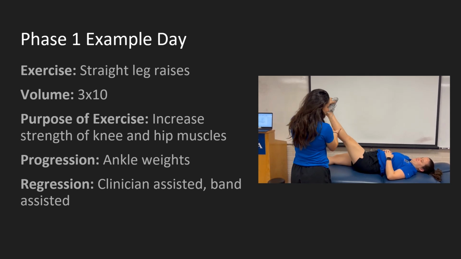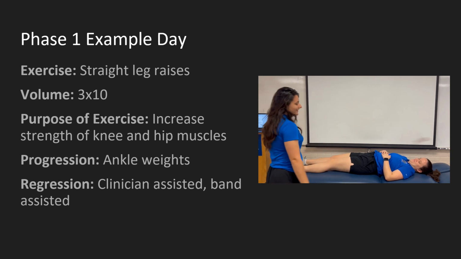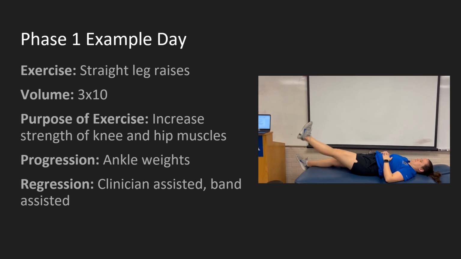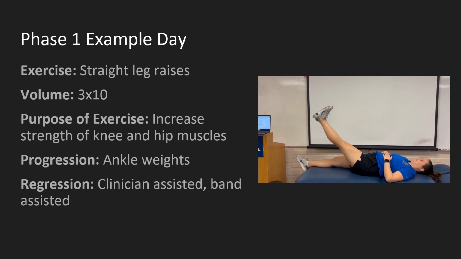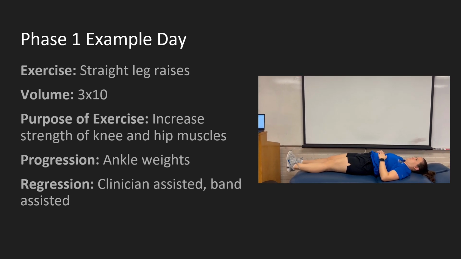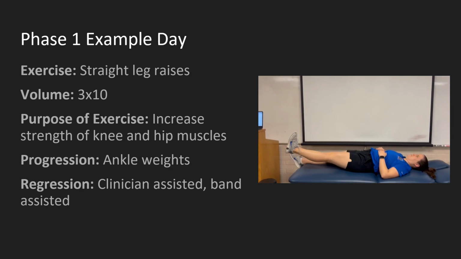Next will be straight leg raises. This helps increase strength of the knee and the hip muscles. So once again, we're working on knee extension and activation of the quad in addition to those hip flexors. So we can progress with ankle weights or a band. And regression would be clinician assisted, so the clinician helps lift up the foot a little bit, or the patient can hold on to a band and kind of pull their leg up.